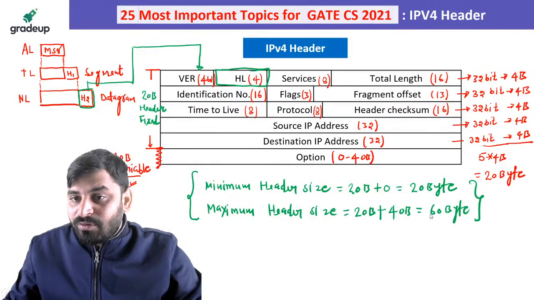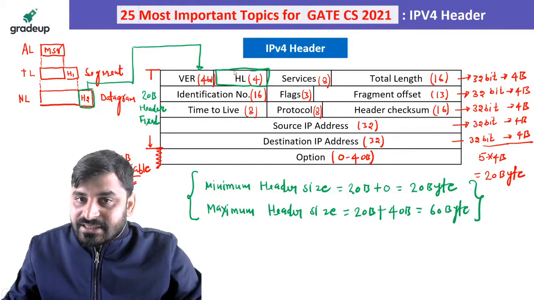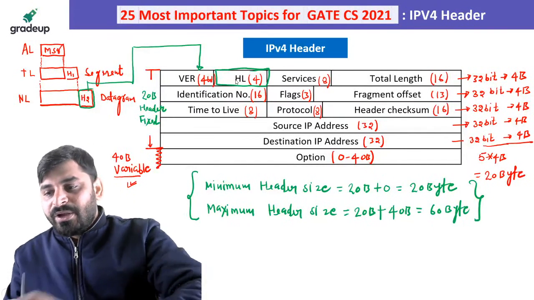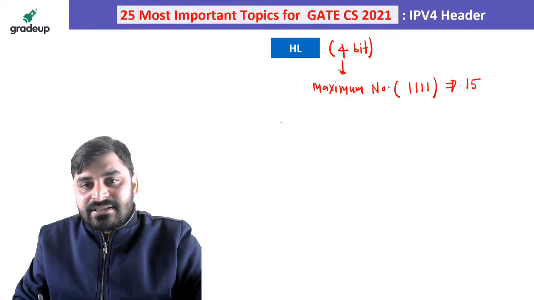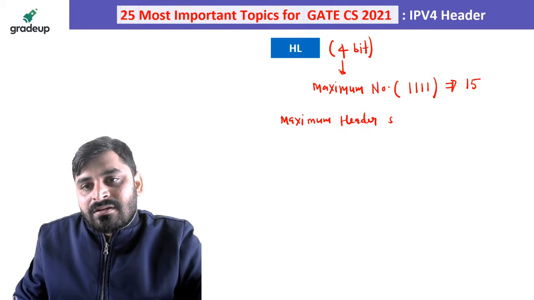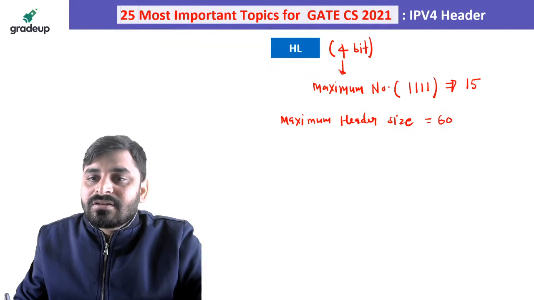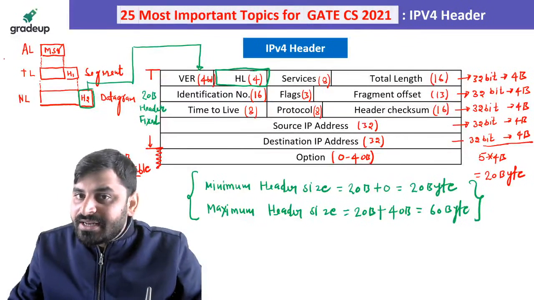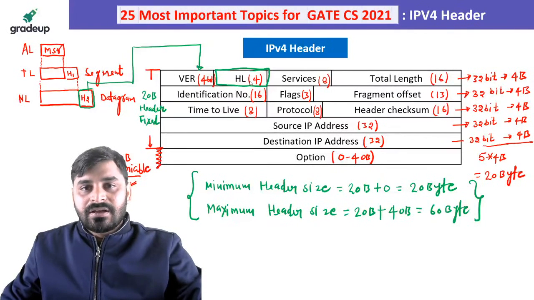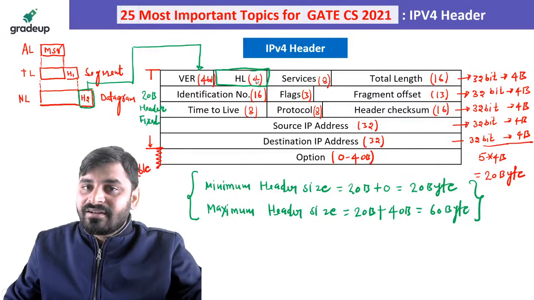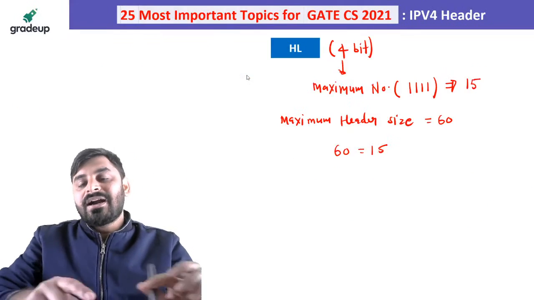But in this field, I have to write a minimum value of 20 and a maximum value of 60. Can I write 60 here? No, because a number greater than 15 cannot be written in this field. But I have to write header sizes of 20, 30, 40, 50, 60. How can I write 60? Because we know that the maximum header size is 60. So we want to fit this 60 into 15, because in this space the maximum number I can write is 15.